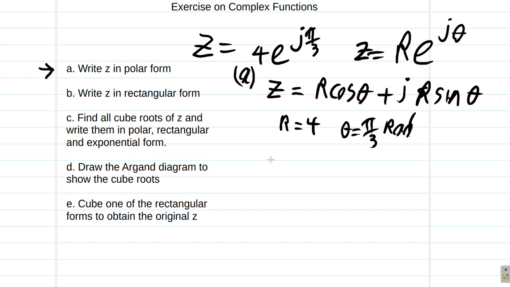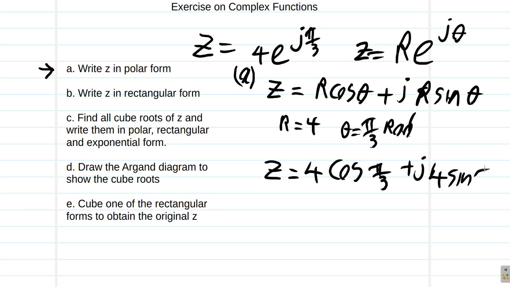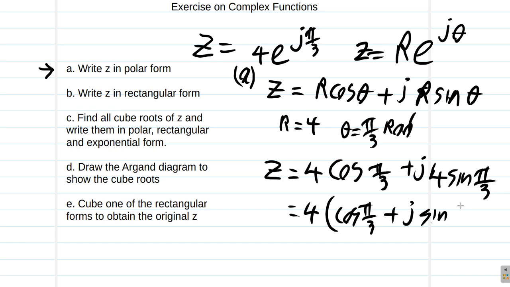Alright, so the polar form is equal to 4 cos pi over 3 plus j 4 sine pi over 3. Alright? It could also be written as 4 open bracket cos pi over 3 plus j sine pi over 3. Could be written that way with the brackets. Alright. So, that's what we have.